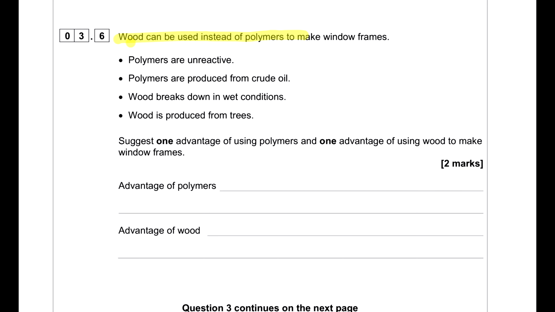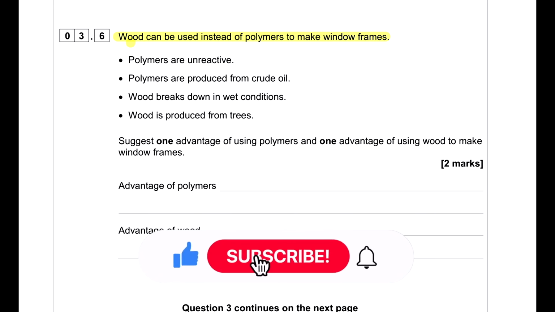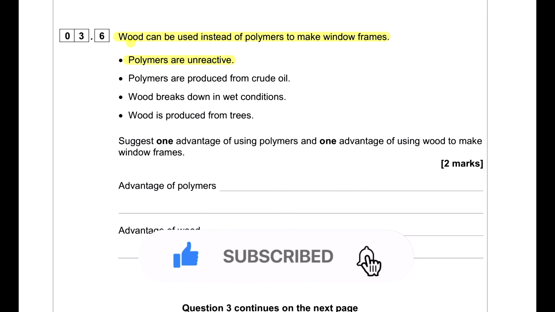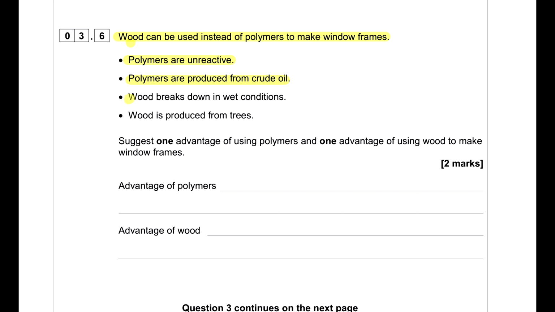Wood can be used instead of polymers to make window frames. Polymers are unreactive. Polymers are produced from crude oil. Wood breaks down in wet conditions. Wood is produced from trees. Suggest one advantage of using polymers and one advantage of using wood to make window frames. Advantage of polymers: since polymers are unreactive, they are going to be very long lasting. And for wood, the advantage would be that it is renewable, and as long as we have trees and plants, we are going to get wood.